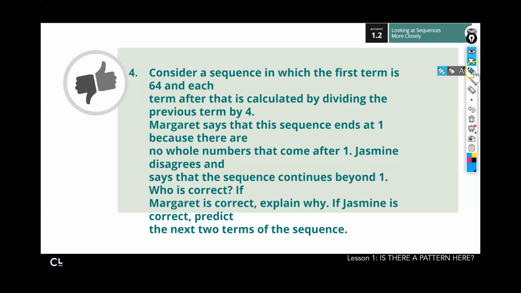Well, if you guessed Jasmine, you are correct. If we continue to divide by 4, then we would have 1 divided by 4, which is 1/4. And if we took 1/4 and divided that by 4, you would get 1/16. So that would be your next 2 terms, and Jasmine is correct.